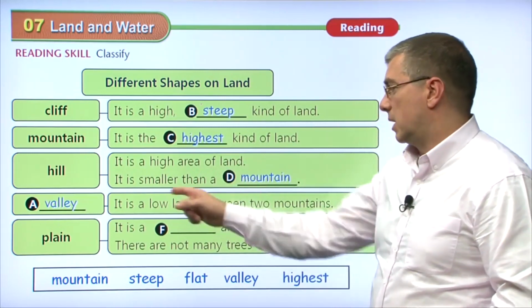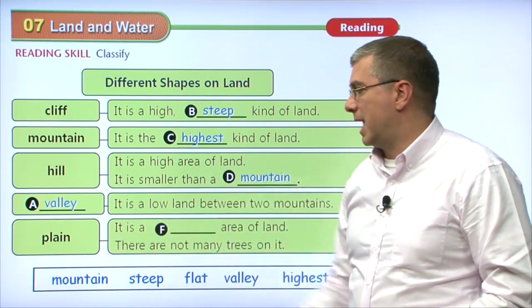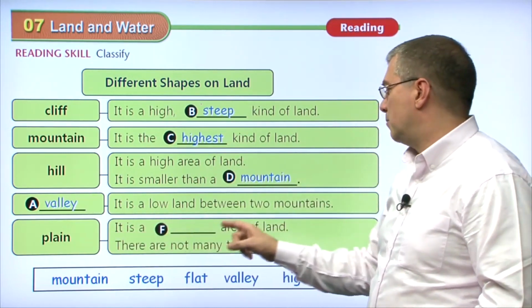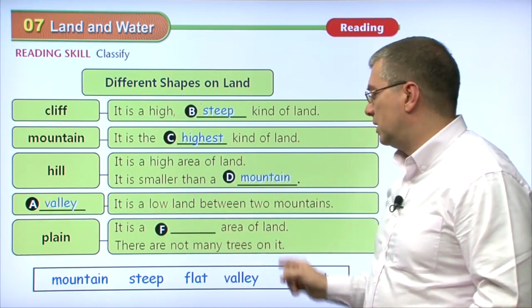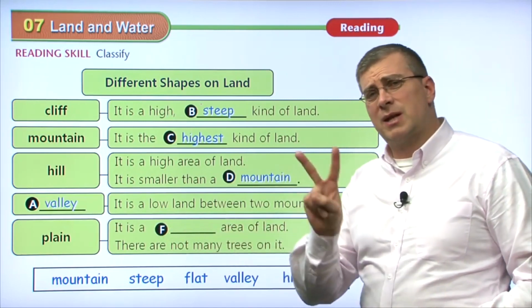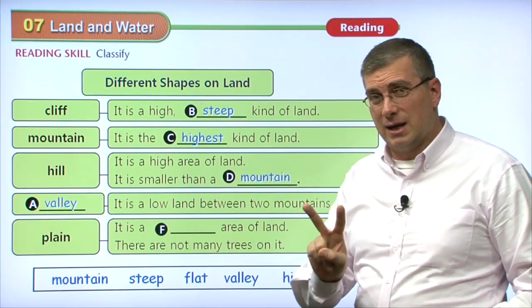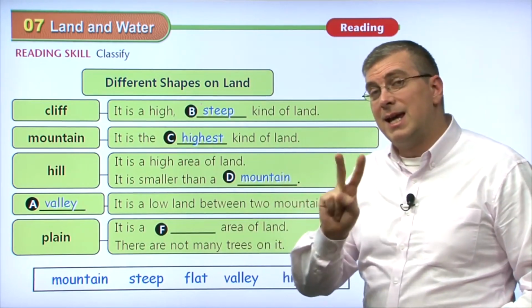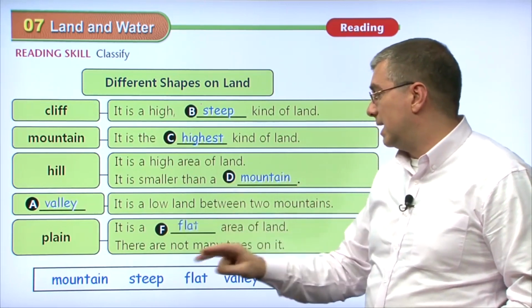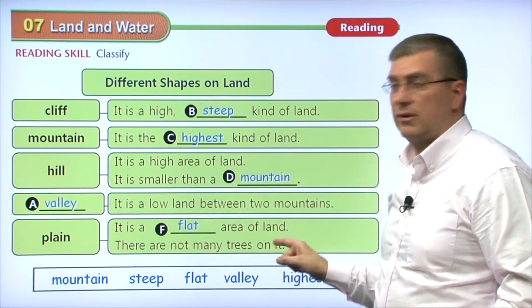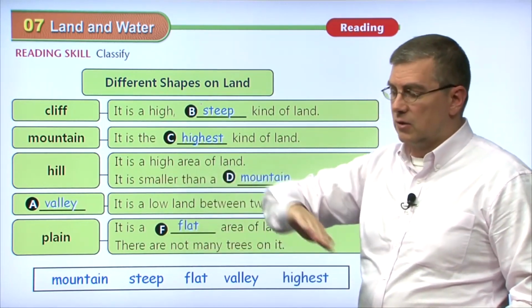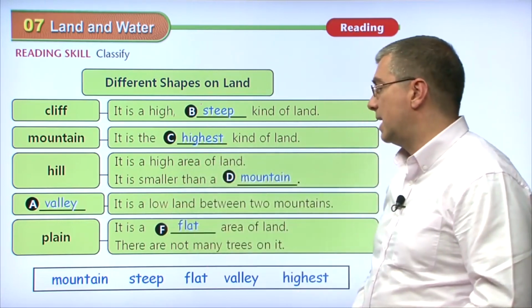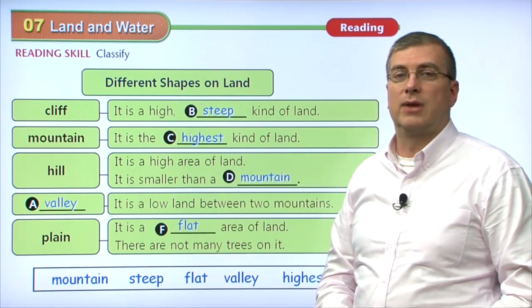Okay. We talked about valley already. Let's go down to plain. This is our last one, F. Plain. It is a flat area of land. There are not many trees on it. So when we were talking about plains, we said there are two main features of the plains, right? One, it didn't have many trees on it, right? The other part, it is flat, right? It is a flat area of land. So it's flat. It doesn't rise up. It's horizontal. It's a horizontal piece of land.